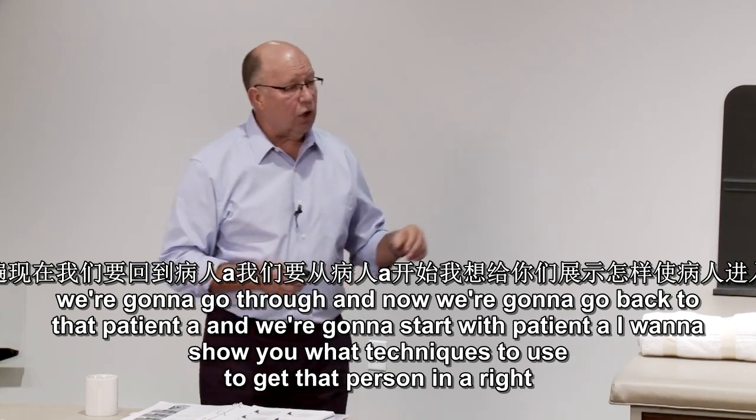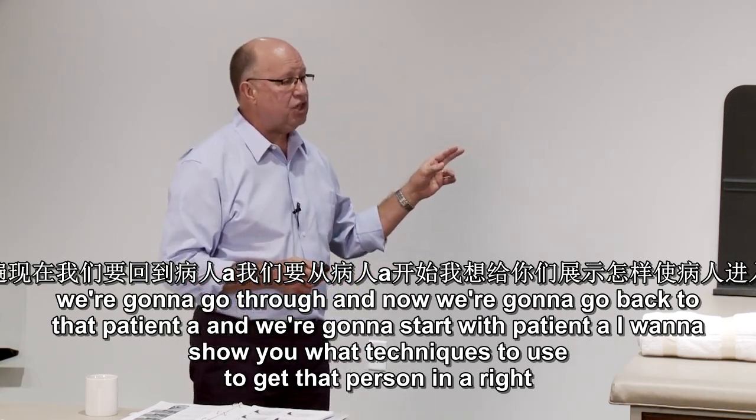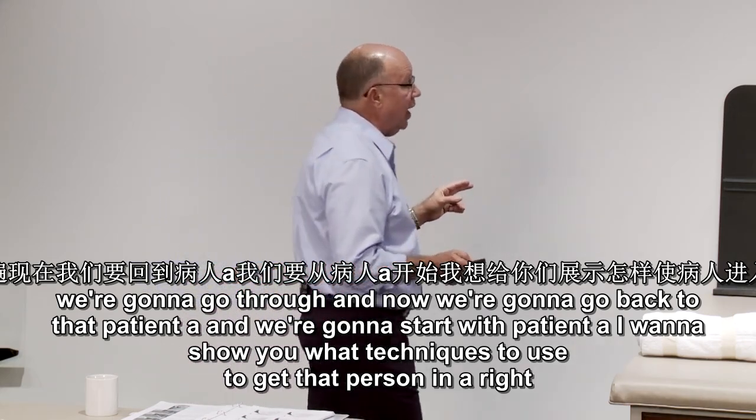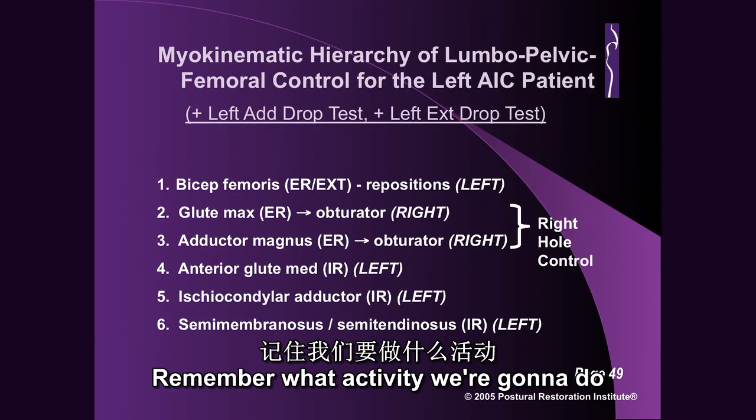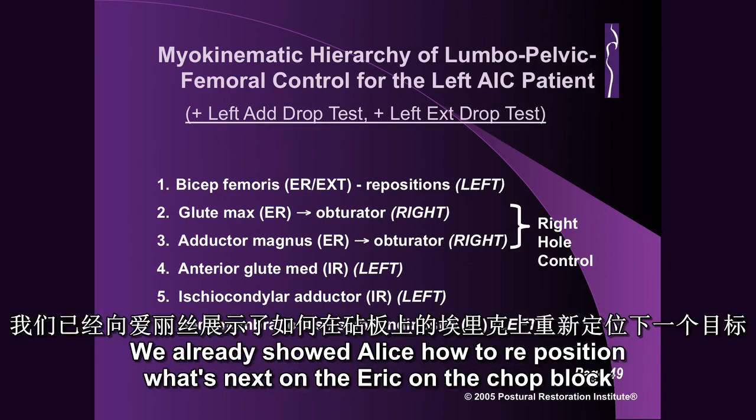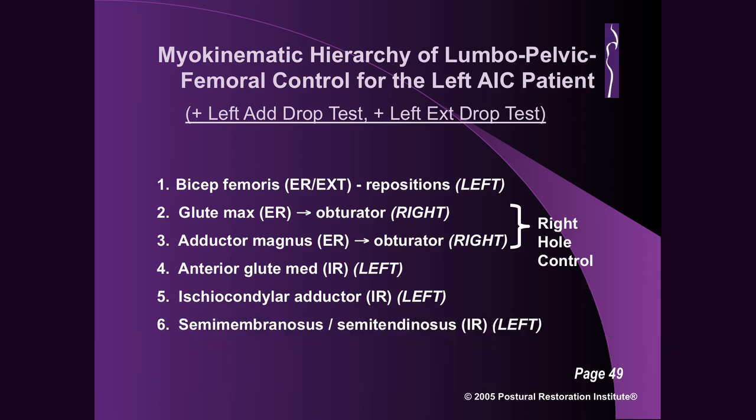With that being said, we're going to go back to patient A, and we're going to start with patient A, and we're going to show you what techniques to use to get that person in the right. Remember what activity we're going to do? We already showed Dallas how to reposition. What's next, Eric, on the chop block? A group of IR, ER activity? ER.